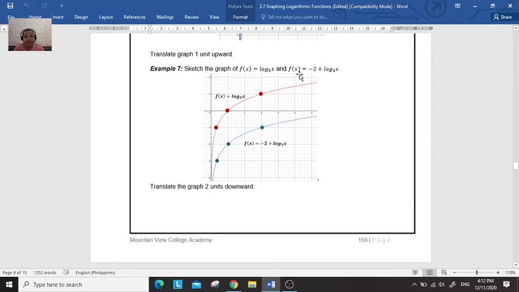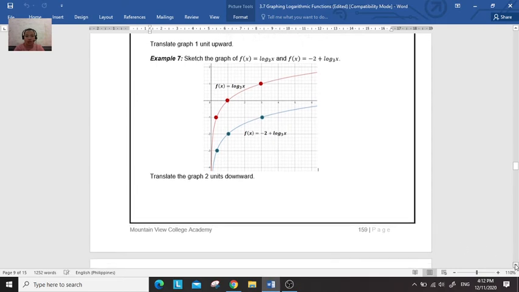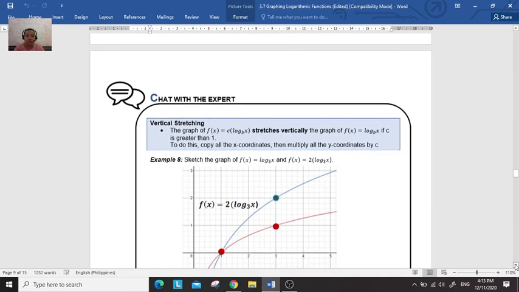If the function is equal to negative 2 plus log x base 3, then if this is the pre-image of the logarithmic function, then we are going to move the graph downward. So with this 2, 1, 2, then this is the graph of f of x is equal to negative 2 plus log x base 3. Okay, now let's move to vertical stretching.